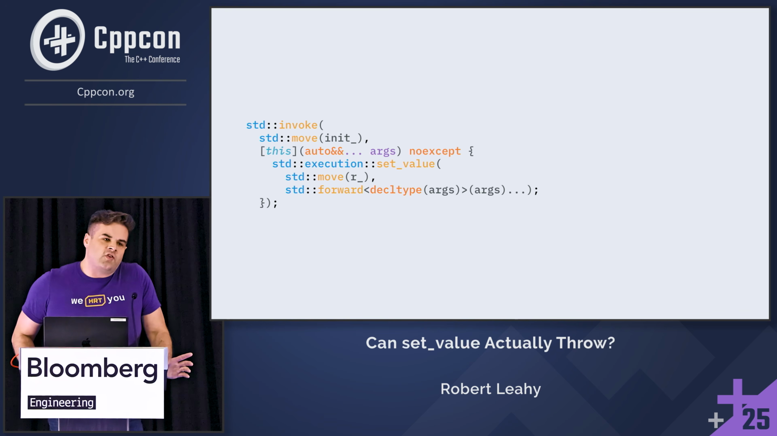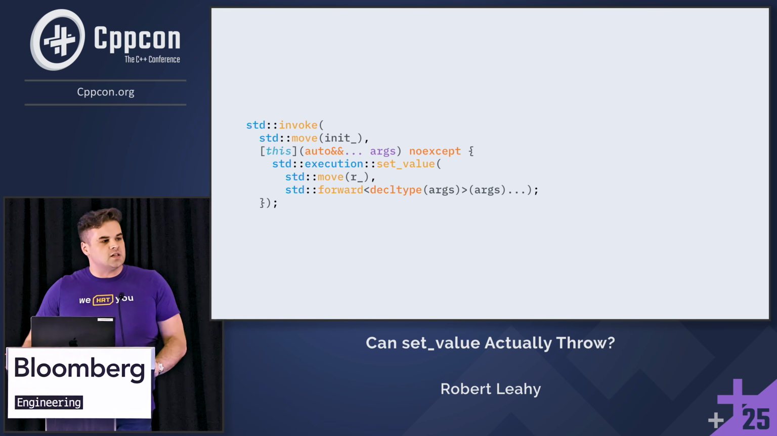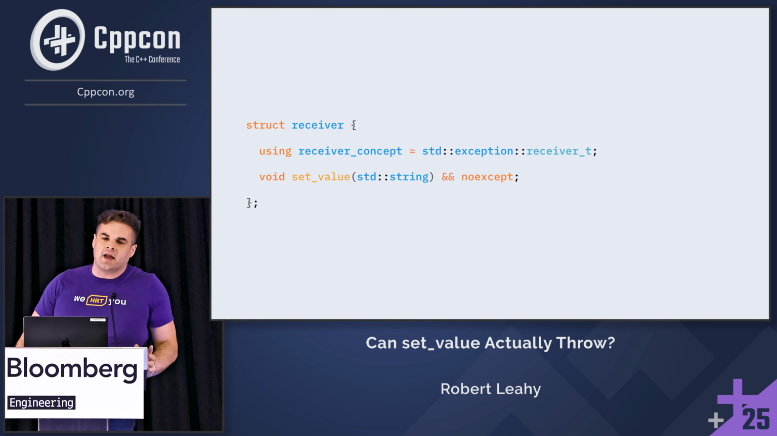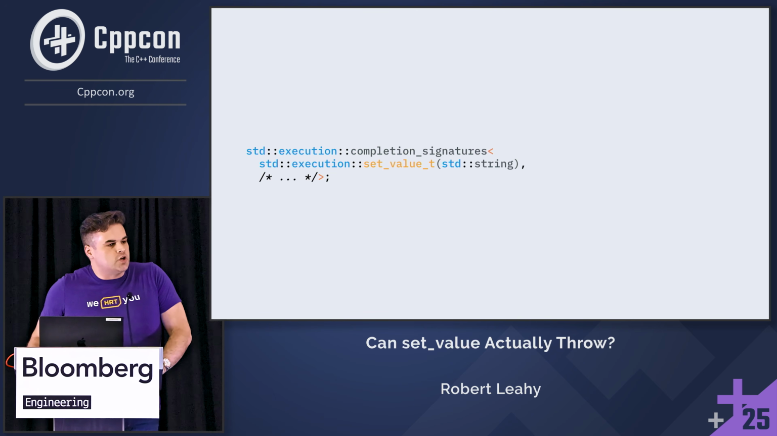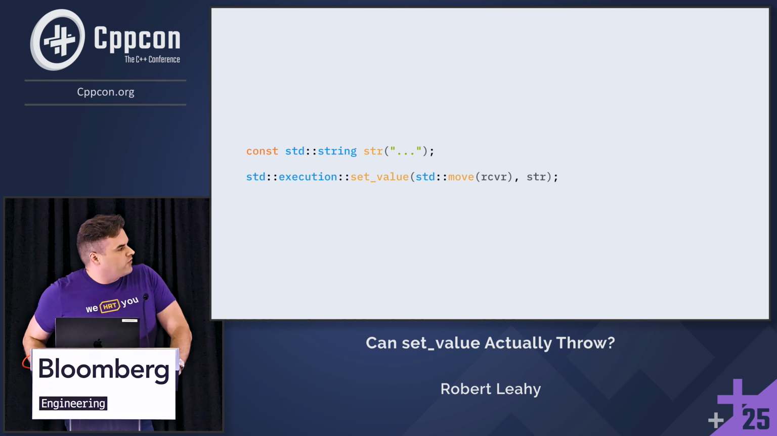We could simply say this is Asio's problem, but if you want to marry these two ecosystems, we need to deal with this. So first, let's figure out why this is even a problem worth diagnosing. Let's imagine we have a sender that accepts a std::string by value. We have an operation which declares it sends an rvalue std::string, but then when we go ahead and complete the operation, we complete it with a const lvalue.